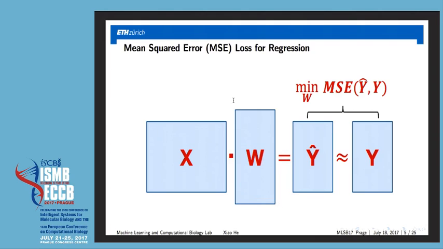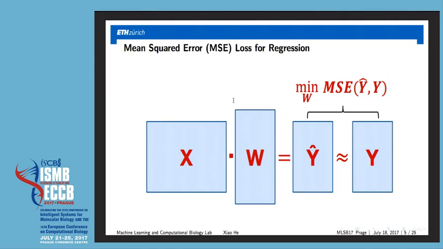However, it depends on how you approximate this. If the idea is to predict the exact drug responses for each entry, then we can use the mean squared error to measure the approximation between Y hat and Y, if you have a Gaussian prior on Y.